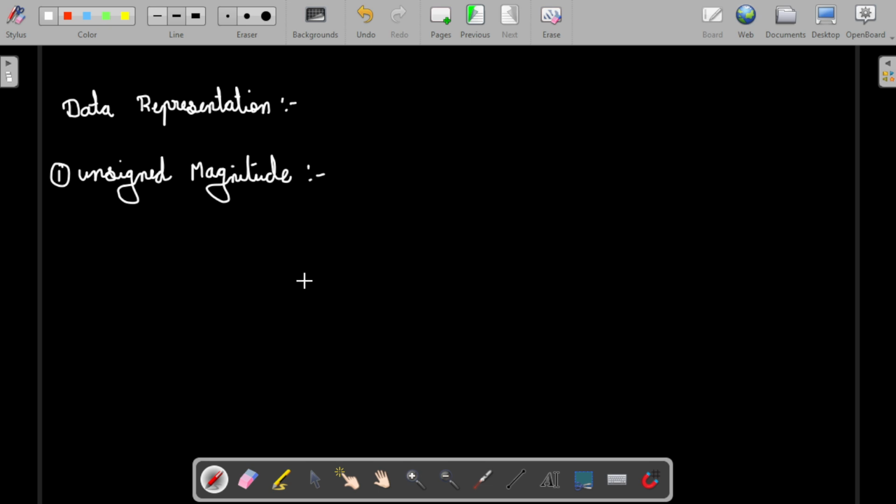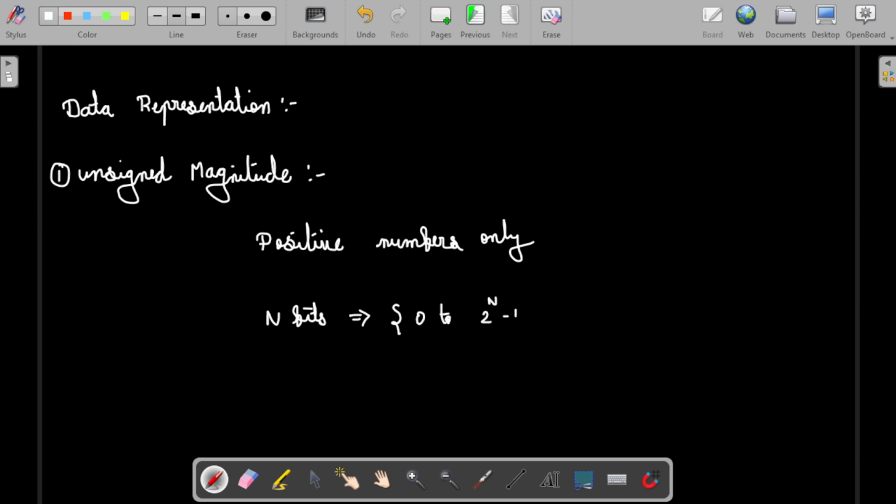In this unsigned magnitude, we represent only positive numbers. This is a traditional methodology that was followed long back. So only positive numbers. If n bits are there, the range can vary from 0 to 2 power n minus 1. So this is the representation that we can follow.